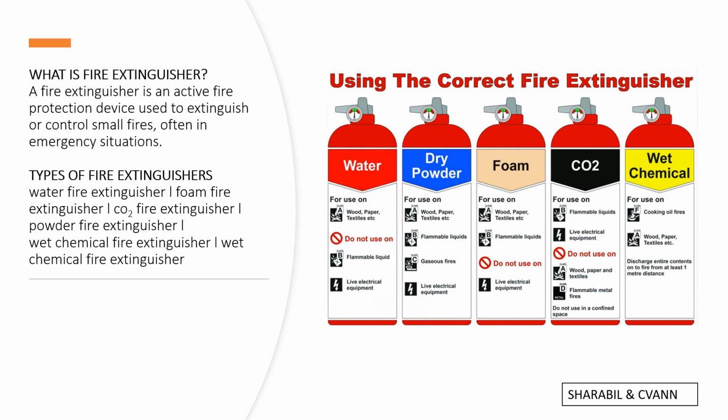These are the 5 or 6 types of fire extinguisher: water fire extinguisher, foam fire extinguisher, CO2 fire extinguisher, powder fire extinguisher, and there are 2 types of wet chemical extinguisher. We're going to see everything in detail in our further slides.